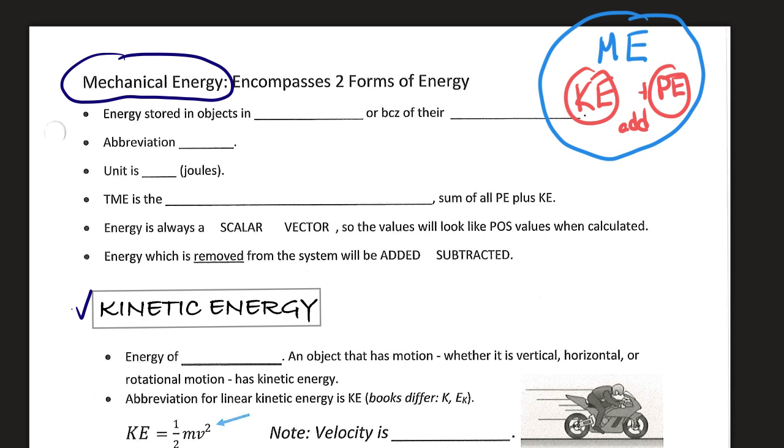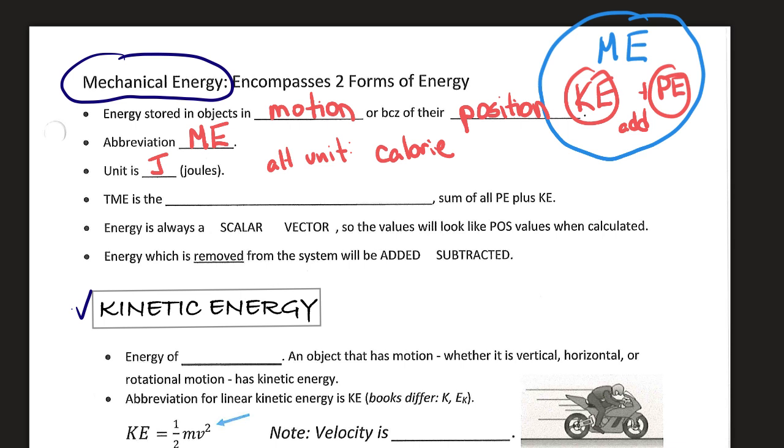We'll look at energy with light waves and sound waves later this year. So let's dig in. Energy stored in an object that is in motion is part of mechanical energy, or because of their positions. And we'll talk about how position should be interpreted. The abbreviation for mechanical energy is ME, and the unit is still joules. All energy in the metric system is measured in joules. The alternate units that you might see in a chemistry class are calories. And there's about 4 joules in a calorie.